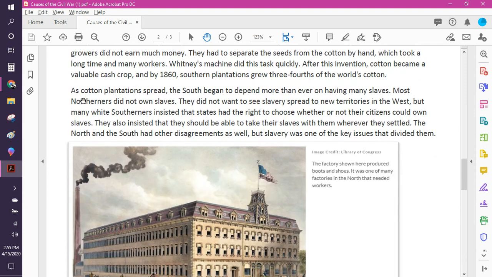So, as cotton plantations spread, the South began to depend more than ever on having many slaves. Most Northerners didn't own slaves. They did not want to see slavery spread into the new territories in the West, but many white Southerners insisted that states had the right to choose whether or not their citizens could own slaves. They also insisted that they should be able to take their slaves with them wherever they settled. The North and the South had other disagreements as well, but slavery was one of the key issues that divided them.